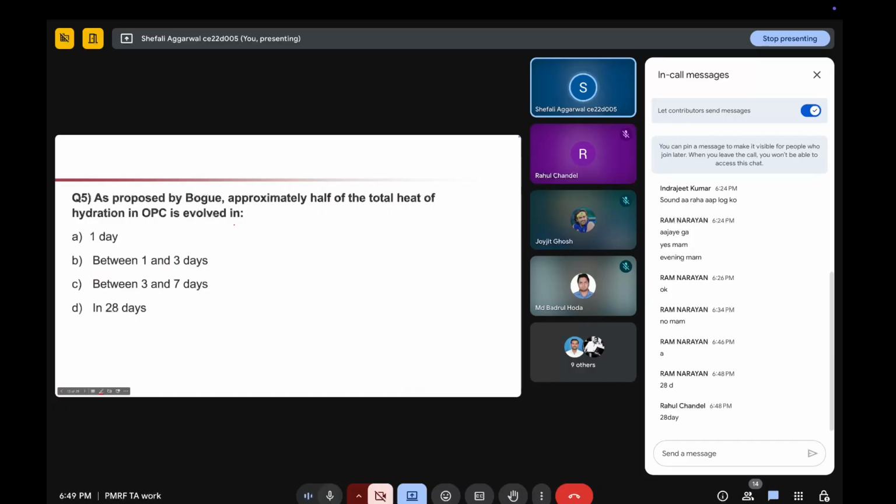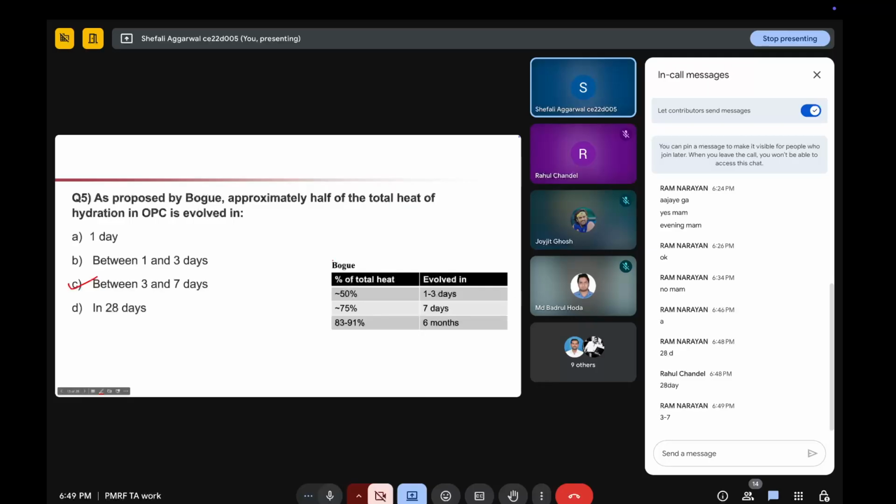Okay, so the next question is, as proposed by Bogue, approximately half of the total heat of hydration in OPC is evolved in 1 day, between 1 to 3 days, 3 to 7 days or 28 days. More than half of the heat of hydration is evolved during how many days? 3 to 7. Okay. Any other person who thinks some other option is correct? Okay. So according to Bogue, within 1 to 3 days itself, more than 50% of heat is evolved. So the answer is between 1 to 3.